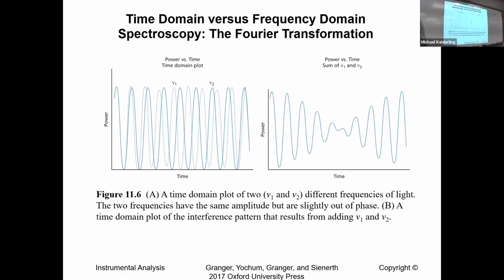Now, the IR instruments use this trick of switching from time domain to frequency domain. So here, this is two different frequencies of light. This is their power over time, and they combine. So this is a time domain plot, V1 and V2 of two different frequencies of light. The two frequencies have the same amplitude, but they're slightly out of phase. So you get a beating effect, where sometimes they're in phase and constructively interfere, and sometimes they're out of phase and destructively interfere.